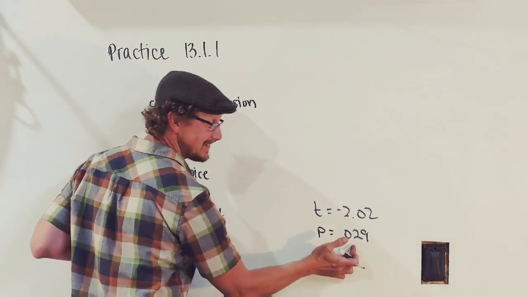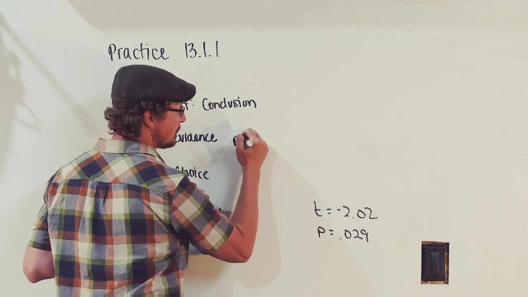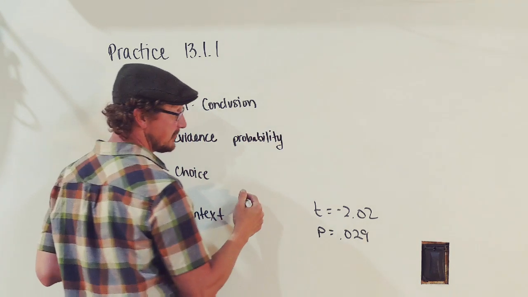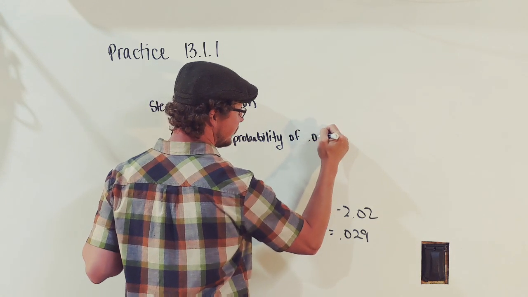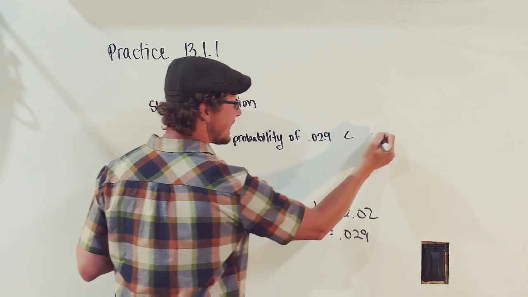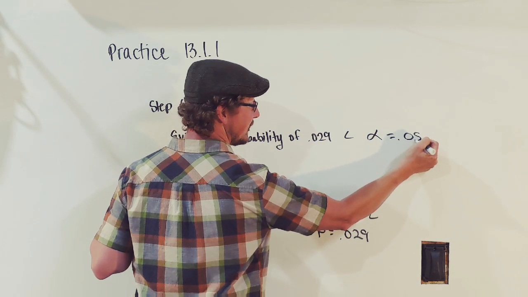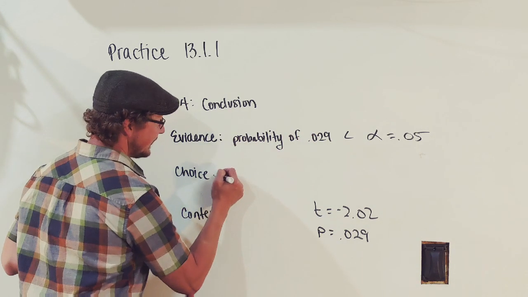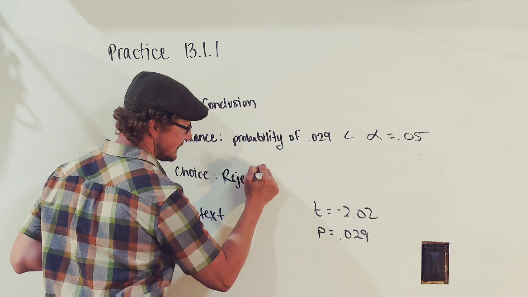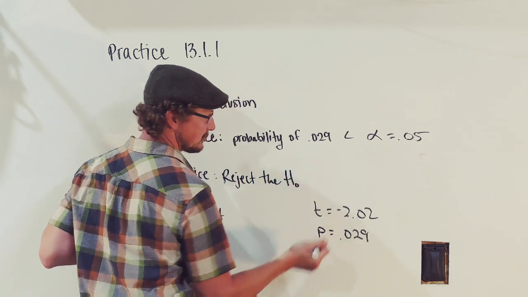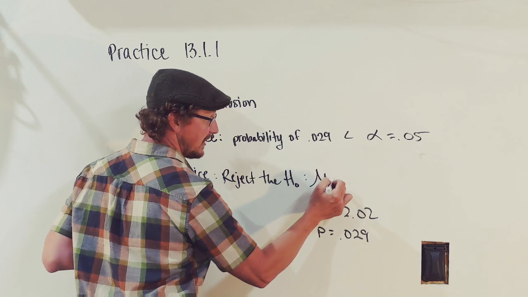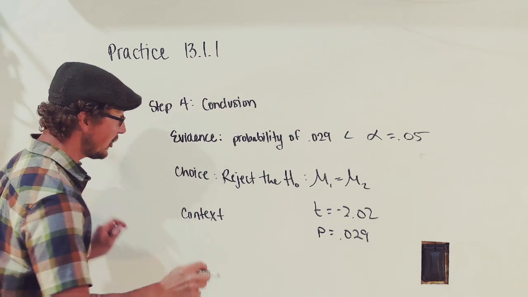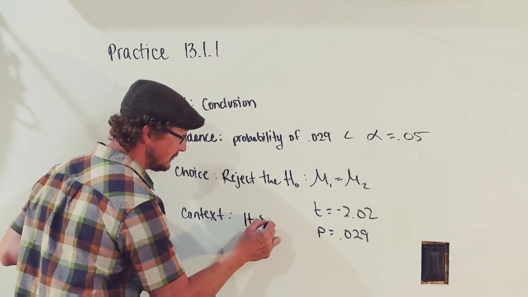Well, our evidence is this guy right here. It looks like the probability of this difference of 0.029 is indeed less than our alpha that we selected at the beginning of the problem, 0.05. Less than means our choice is to reject the null hypothesis. What was our null hypothesis? The null hypothesis was that the two averages to be the same. So we're rejecting that.